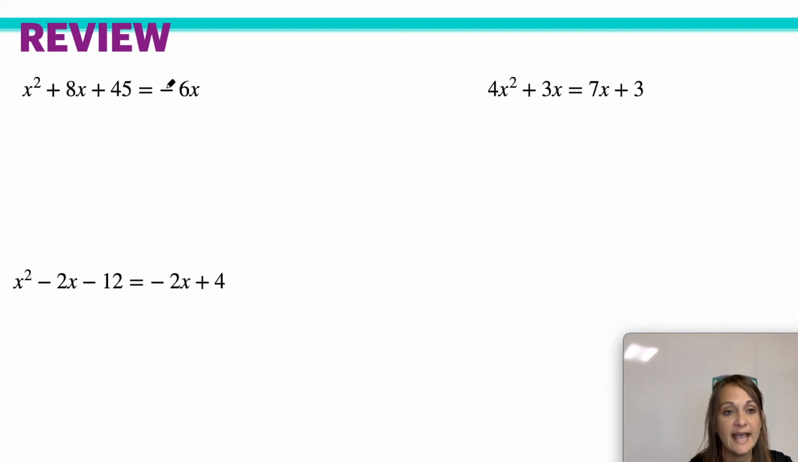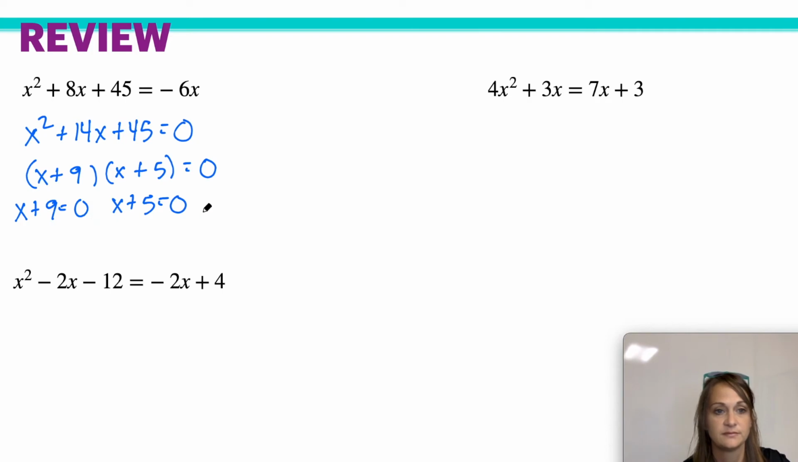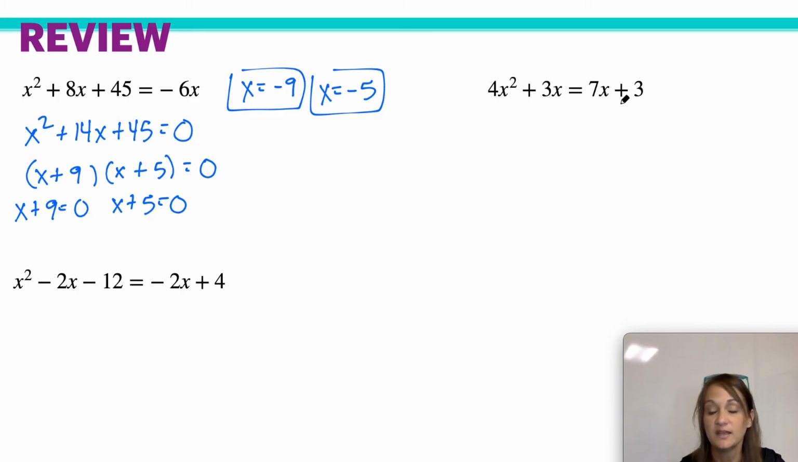So for the first one, this has to be equal to 0, and it's not. So I need to add 6 to both sides, and I will get 6x and 8x gives me 14x. And now that it's equal to 0, I can factor. This factors into 9 and 5, because 9 plus 5 is 14, and 9 times 5 is 45. Since they're set equal to 0, you can set each factor equal to 0. And so your answer would be -9, because you would subtract 9, and -5, again, because you would subtract 5 from both sides.